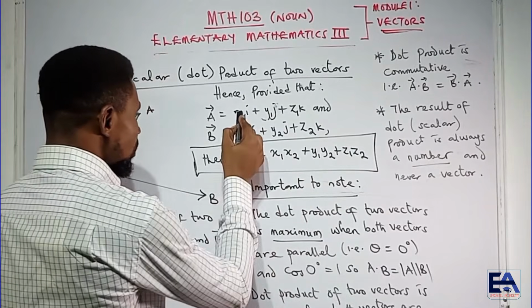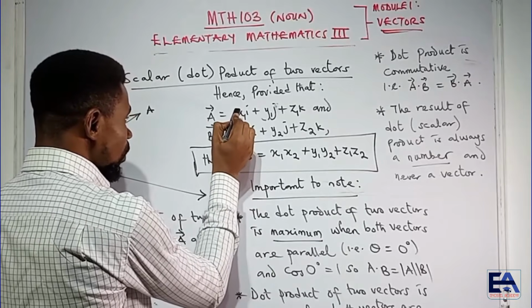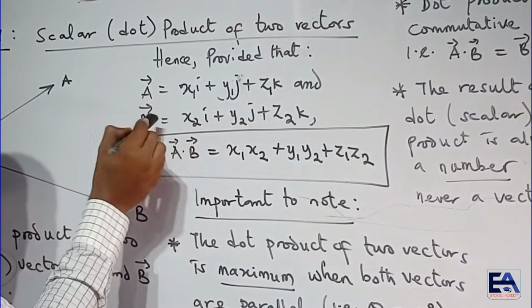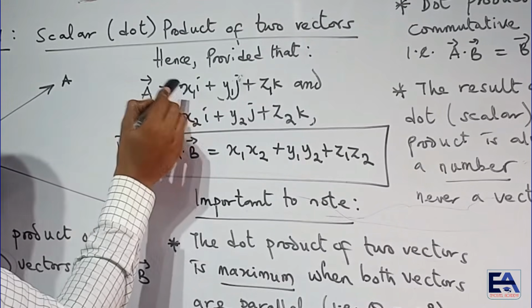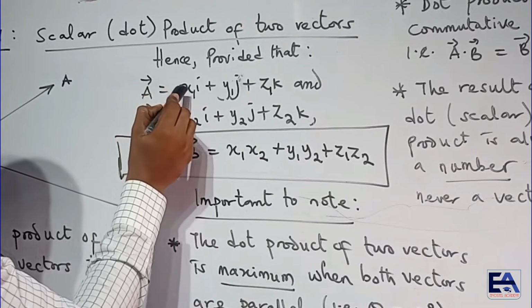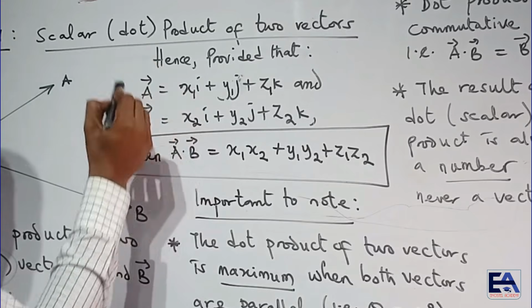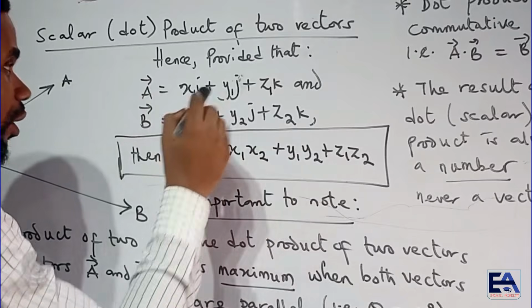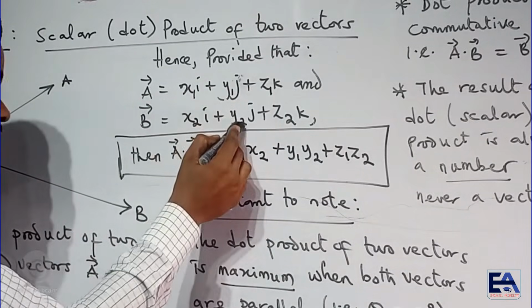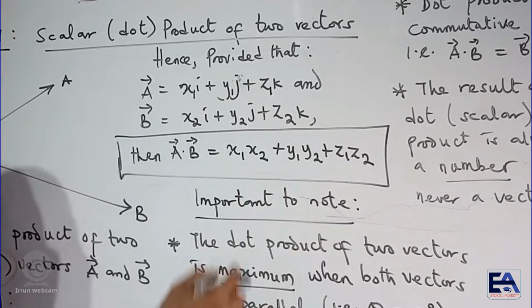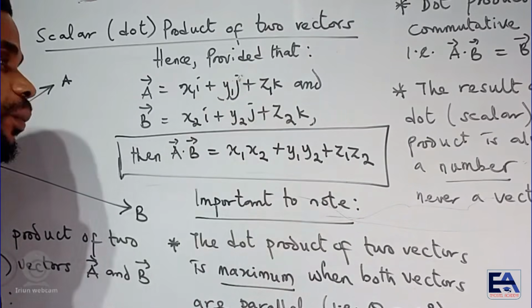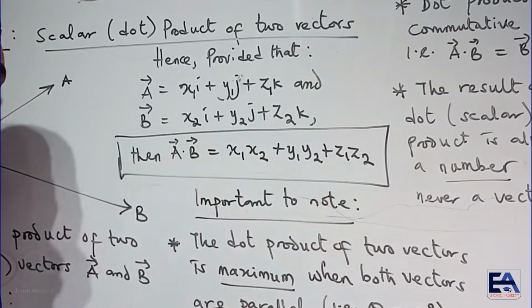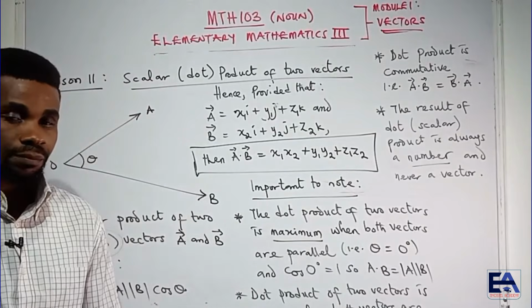The X component of vector A will multiply the X component of vector B. Then you add the result to the product of the Y component of vector A and the Y component of vector B. You add the result to the product of the Z component of vector A and the Z component of vector B. When you do that, the result is the dot product of the two vectors.